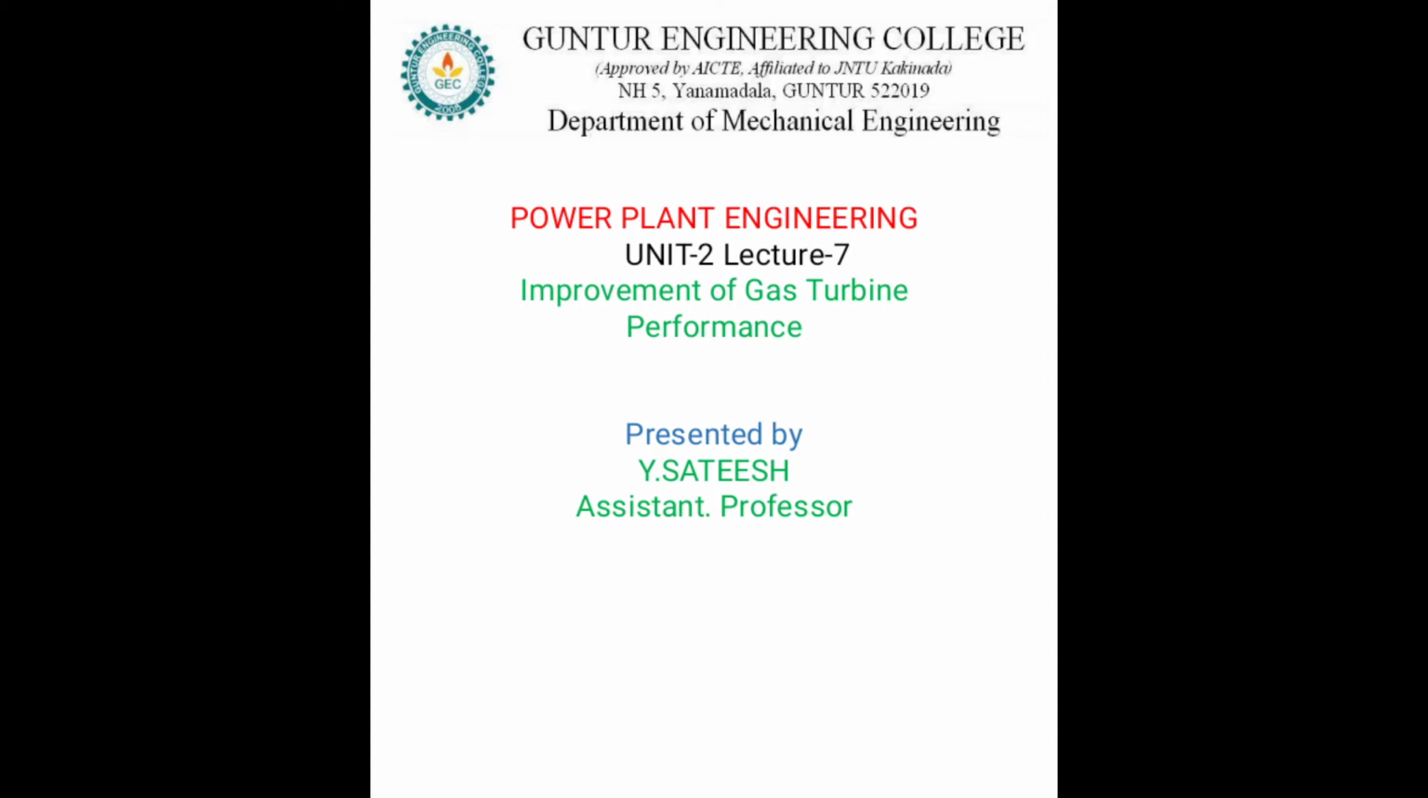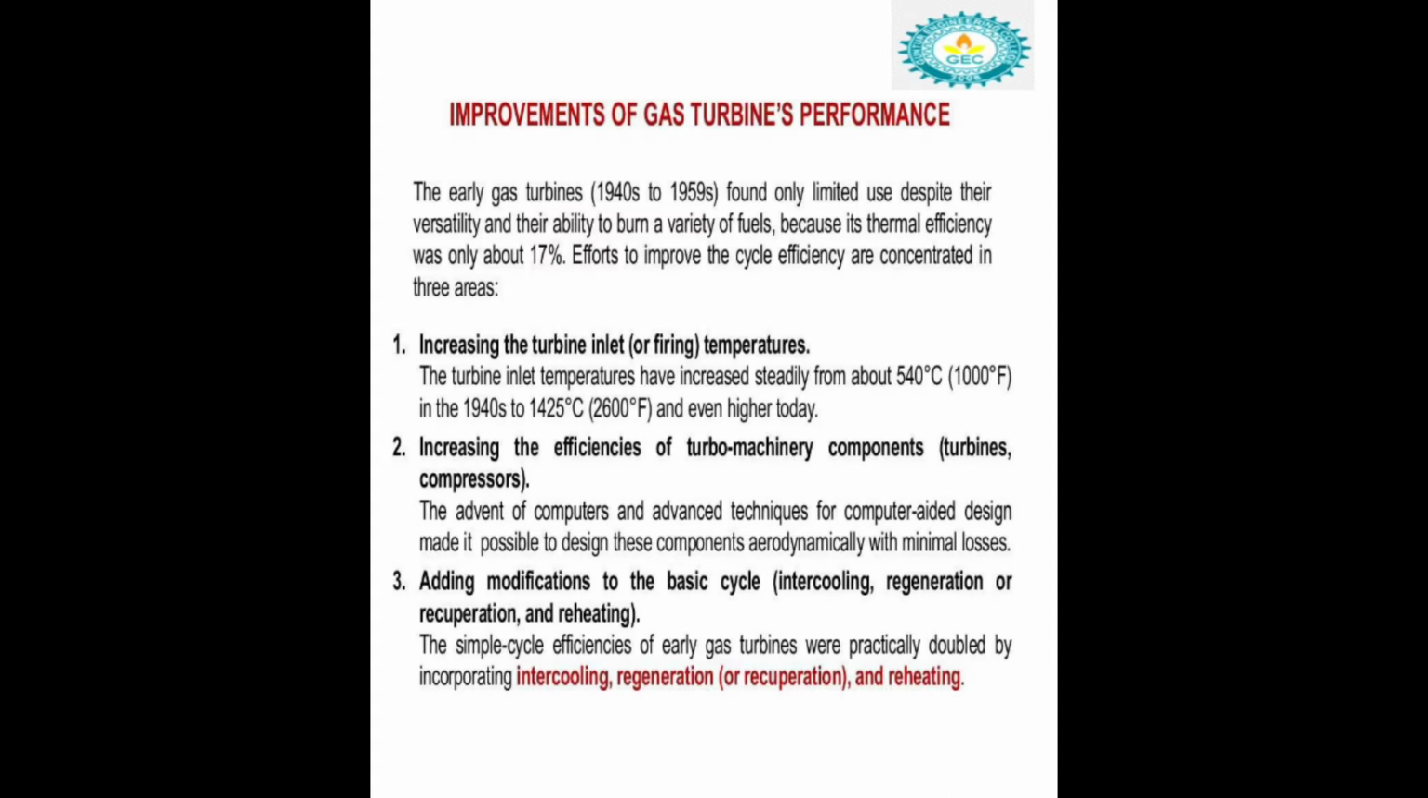Today's topic is improvement of gas turbine performance. In this lecture, we will learn how to improve the efficiency of gas turbines. There are three methods employed to increase the efficiency of gas turbines: one is intercooling, second is reheating, and third is regeneration. Now let us discuss these three methods briefly.